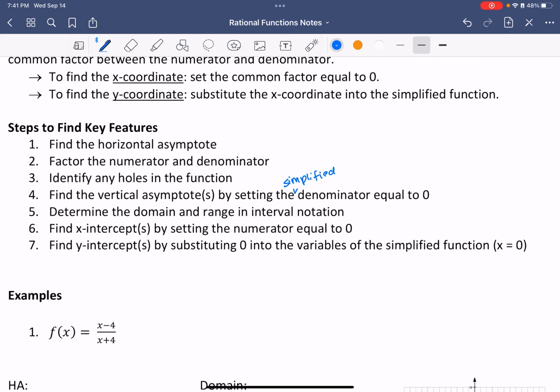Step 6, you find the x-intercept by setting the numerator equal to 0 and solving for x. You can have more than one x-intercept. Number 7, find the y-intercept by substituting 0 into the variables of the simplified function. So basically every x that exists, you're going to replace it with a 0 and simplify.